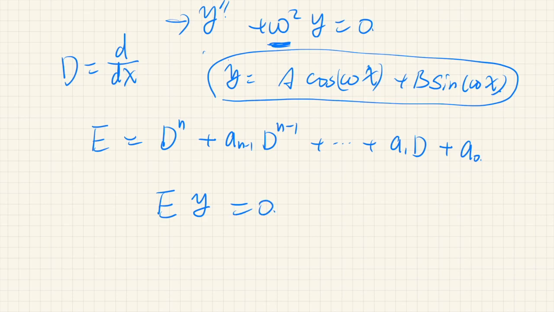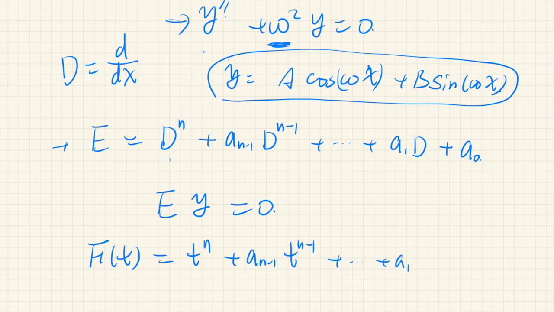Next, instead of this differential operator, let's consider this polynomial that looks much the same, but instead of the differential operator D, we have a variable t here. So t to the power of n, plus a(n-1) t to the power of n minus 1, and so on, plus a1 times t plus a0. So this is a polynomial of t.